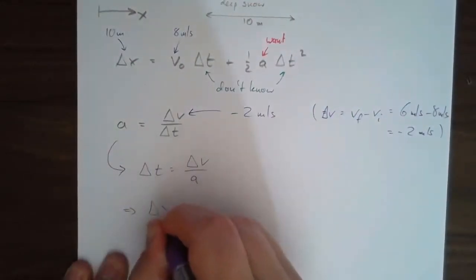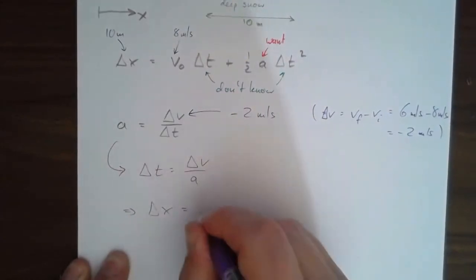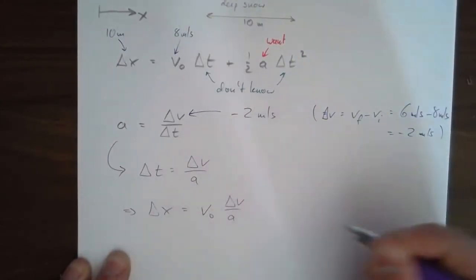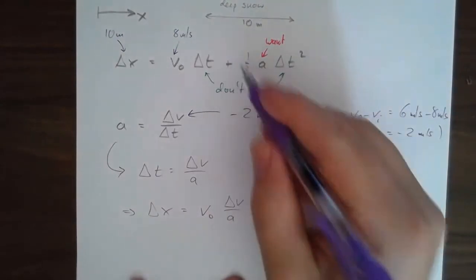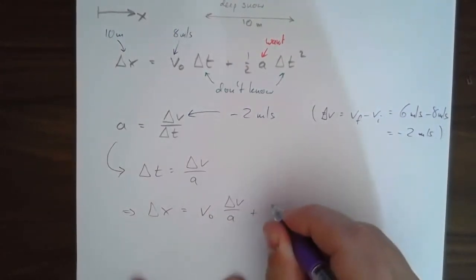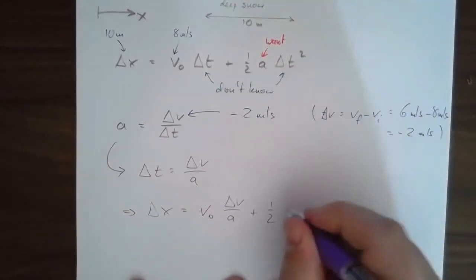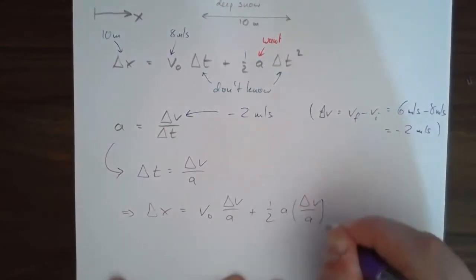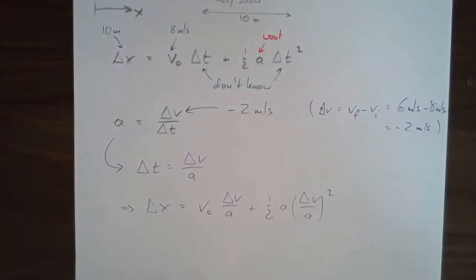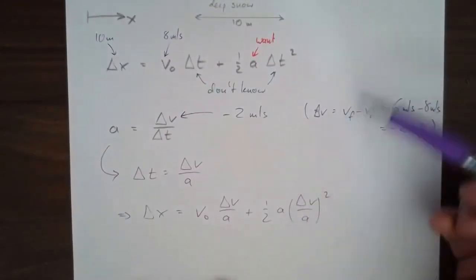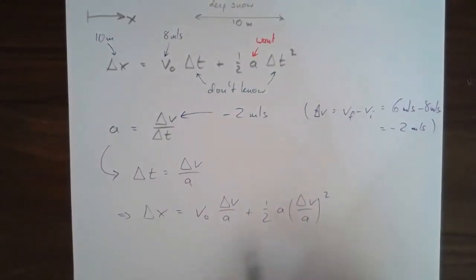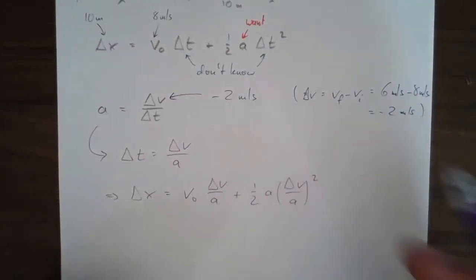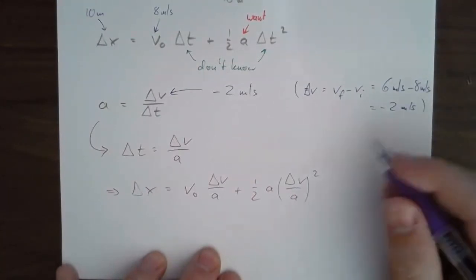So we're going to get that delta x here equal to v naught times delta t, but delta t is delta v over a, and then plus 1/2 a, okay, a is a, fine, but delta t is delta v over a, and that gets squared. Now, for this particular problem, at this point, we could just plug in the values and solve for a. I'm going to take this a little step further, though, to develop a sort of general little trick. And it's the following.